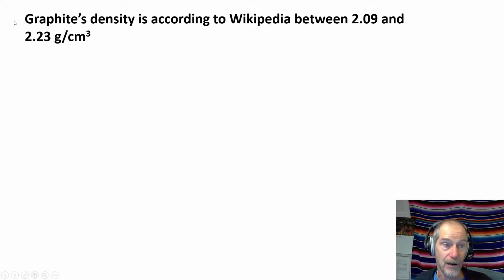I'm pretty sure I need to know that, so I looked it up on Wikipedia, and Wikipedia, of course, gives me a range. I guess there are different kinds of graphite, and it ranges between 2.09 and 2.23 grams per cubic centimeter. A cubic centimeter: a centimeter that way, a centimeter that way, and a centimeter that way. A centimeter cube of graphite is going to weigh 2.09 grams or 2.23 or somewhere in between there. I'm going to go with 2.09 grams as I go along.